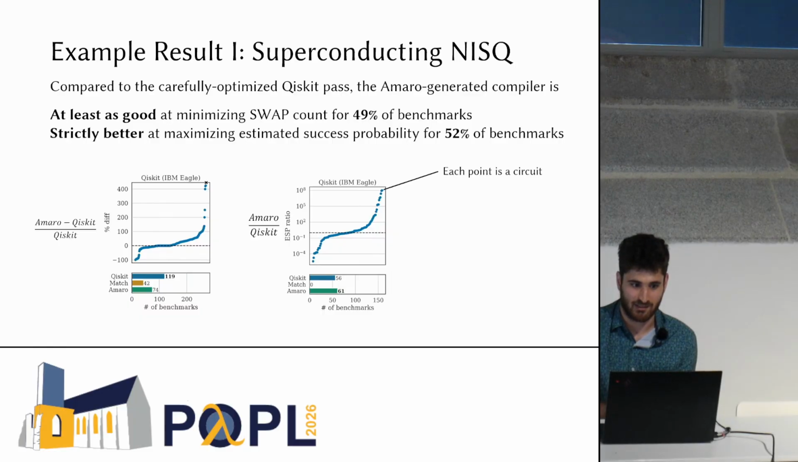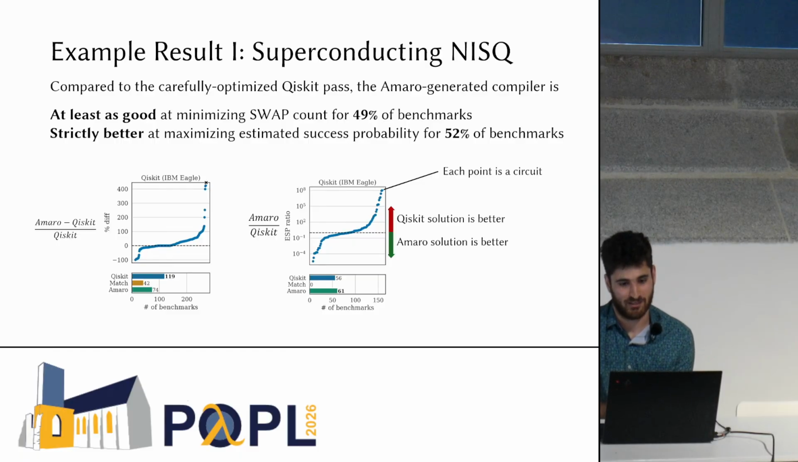Then if we look at an example, here's the distribution of the circuits. Each of these points is a circuit, and points above the line are ones where the Qiskit solution is better, and points below the line are ones where our Amaro solution is better.